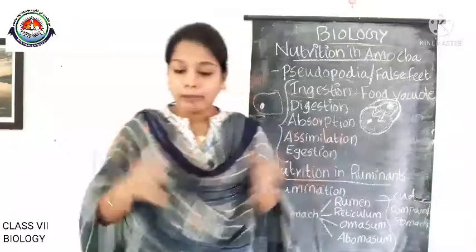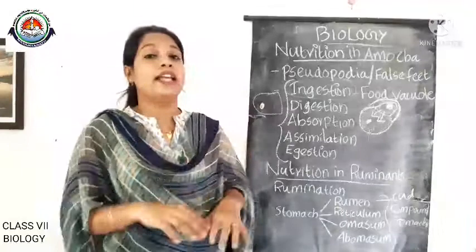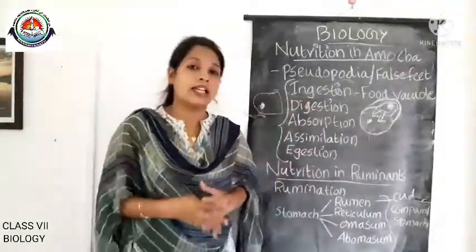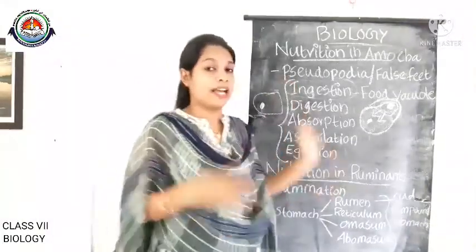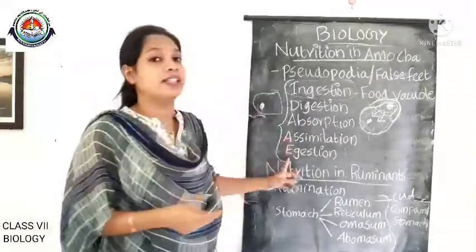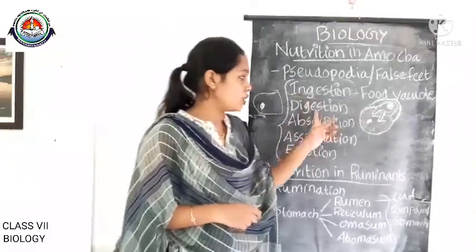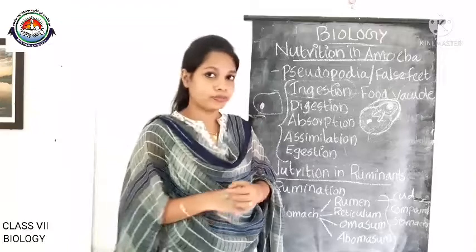Okay, and since amoeba has a single cell, the entire processes are carried out within that single cell itself. And there are 5 different steps, as in human beings and in animals. 5 steps are there in the nutrition process of amoeba: ingestion, digestion, absorption, assimilation and egestion.